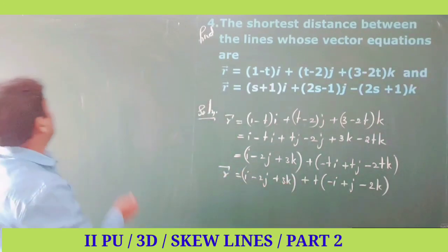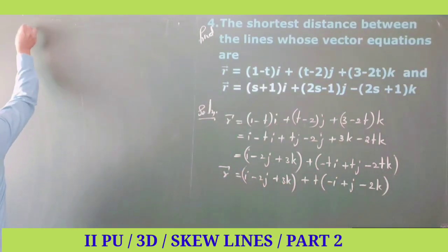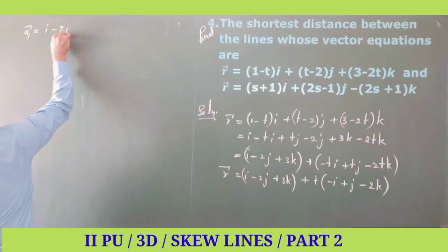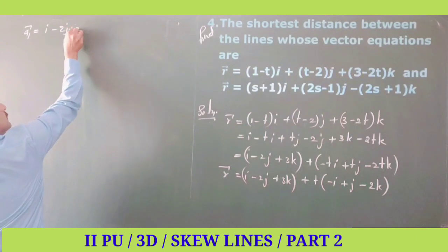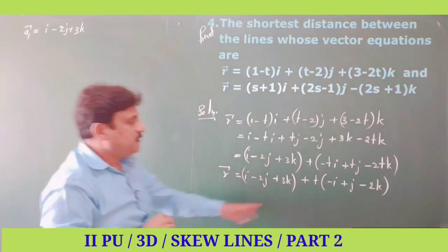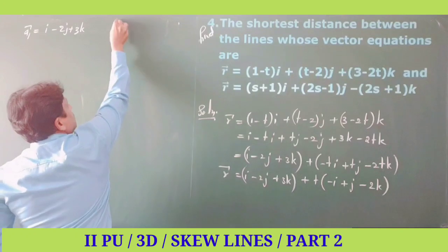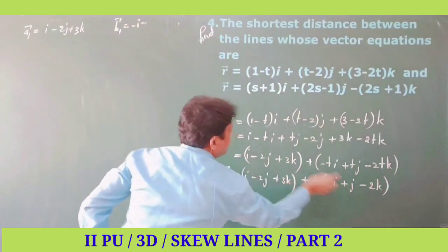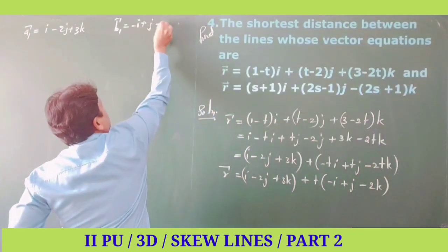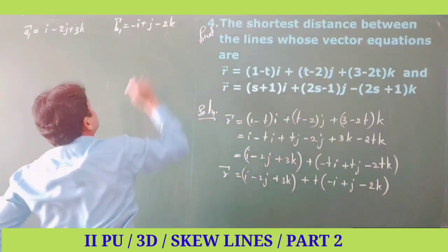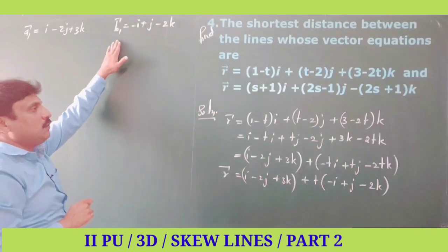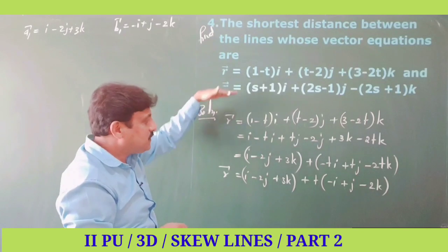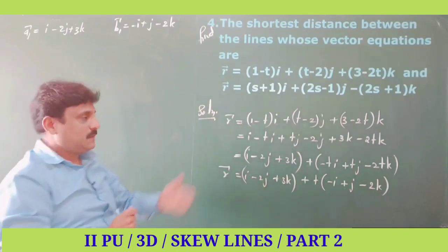So substitute. What is a1 from the first one? a1 equals i minus 2j plus 3k. This is b1. What is b1? b1 is minus i plus j minus 2k. This is a1 and this is b1 from the first line. Similarly, we can do it for the second line. Write down.